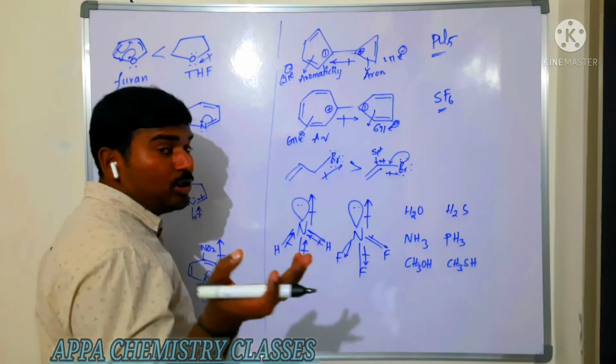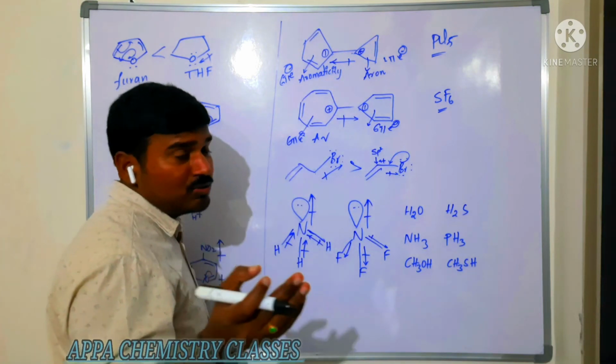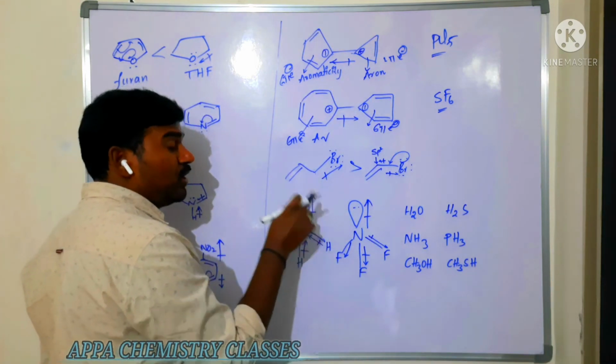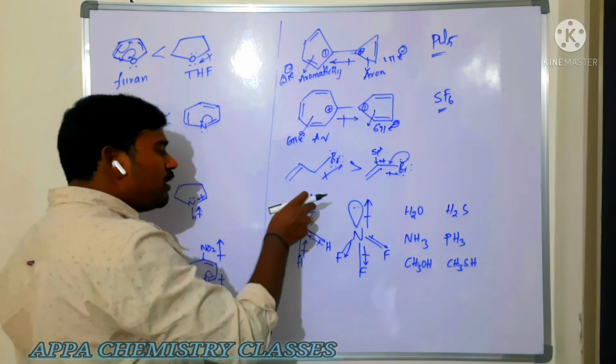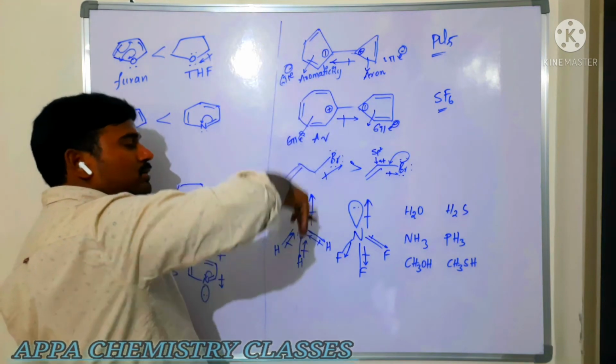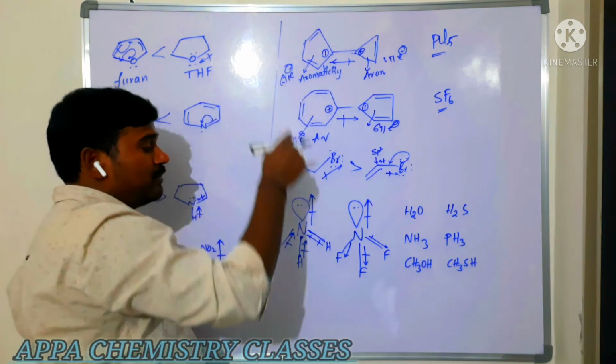What is the reason? I had explained it to you in the last video. A lone pair is present only in one nucleus, whereas a bond pair is shared between two nuclei. So the lone pair will have more electronegativity. It tries to pull away from the central atom.